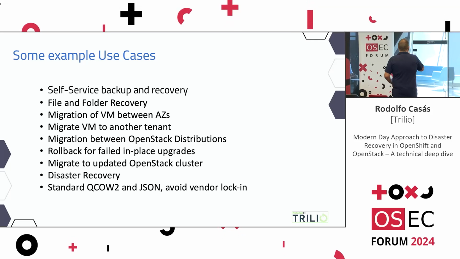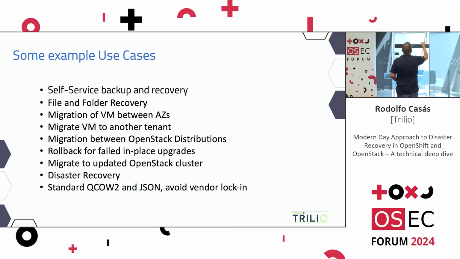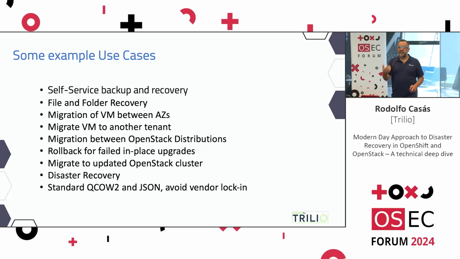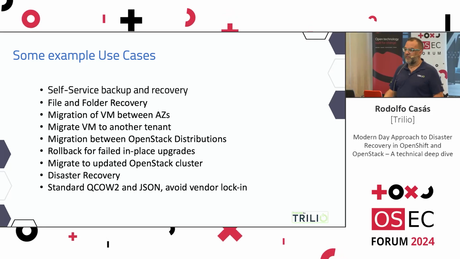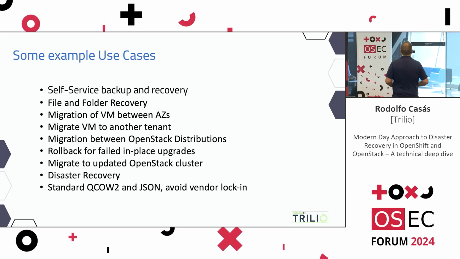I think I mentioned everything. It is also very useful to be able to roll back after a failed upgrade. So if you want to do an in-place upgrade and it fails, being able to do a rollback is great. Disaster recovery, of course.